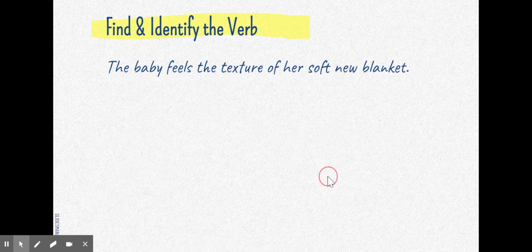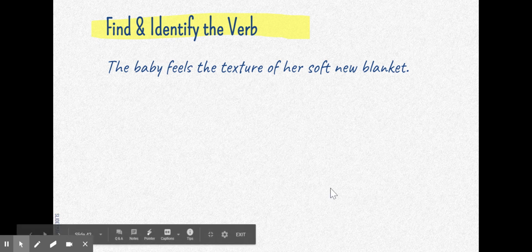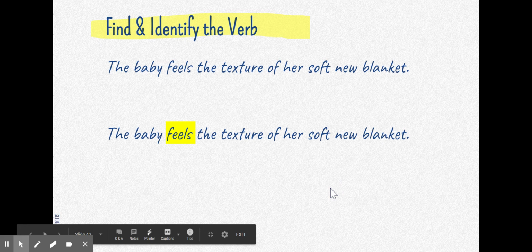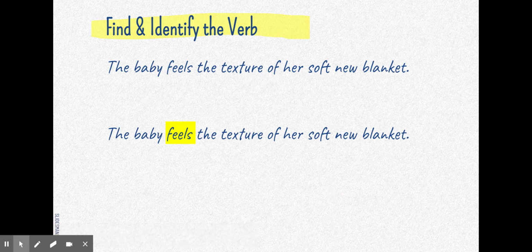We have one more example. The baby feels the texture of her soft new blanket. So find the verb here. What is the baby doing? She is feeling the blanket, right? This also is on the list of verbs that can be action or linking.